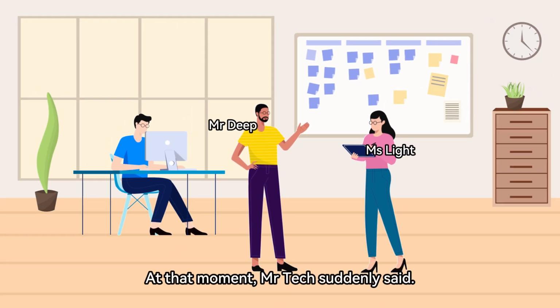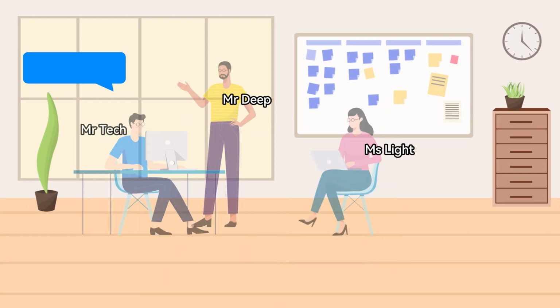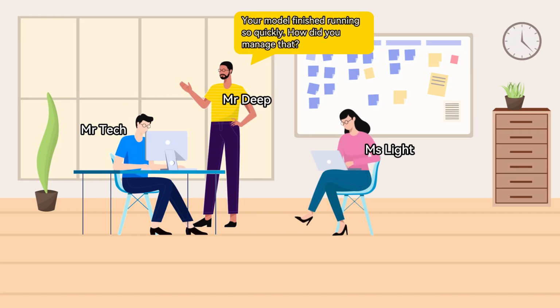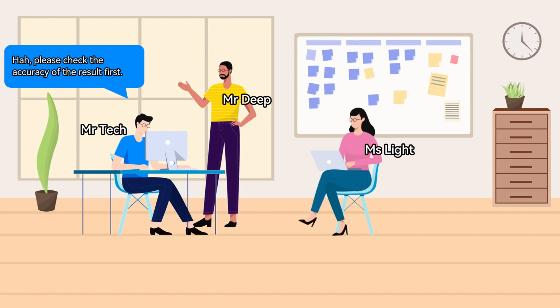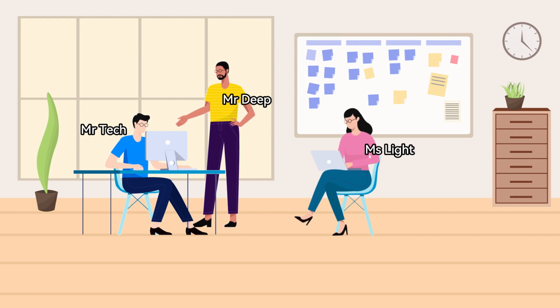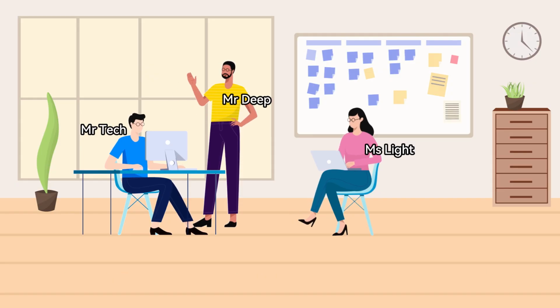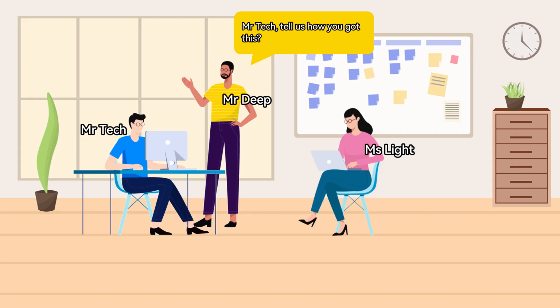At that moment, Mr. Tech suddenly said, Mr. Deep, finished. Please check the result. Your model finished running so quickly. How did you manage that? Please check the accuracy of the result first. Mr. Deep checked it for a moment, and thought that the results are all fine. Mr. Tech, tell us how you got this.